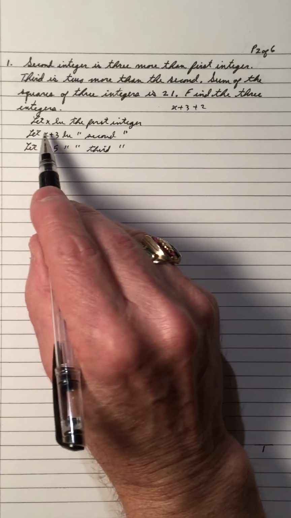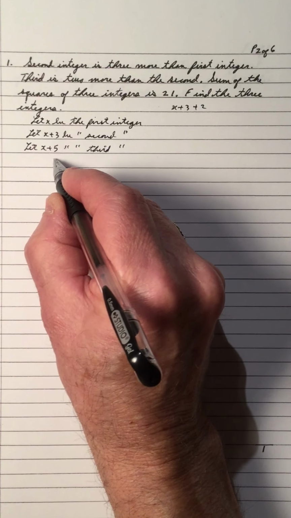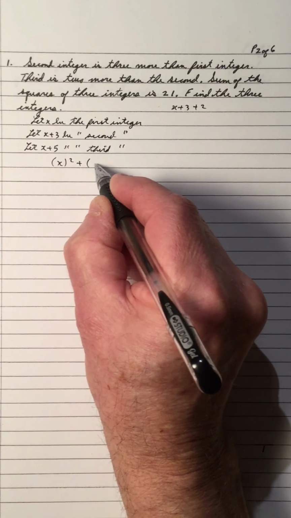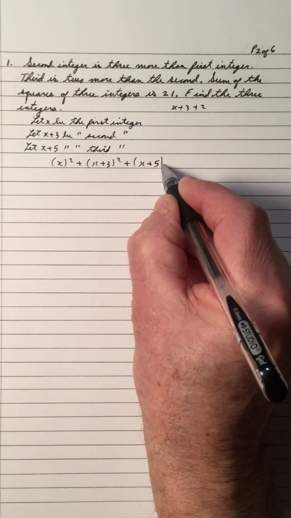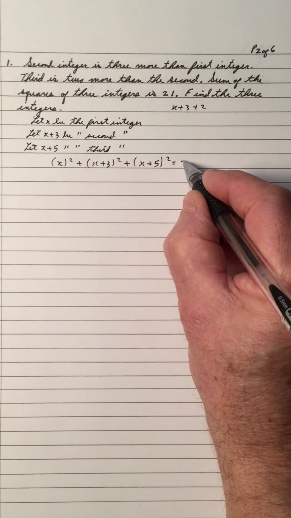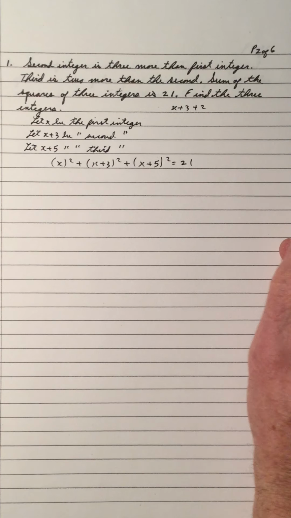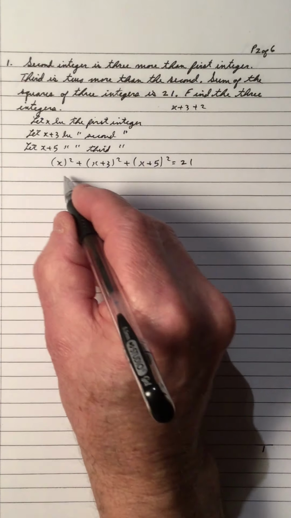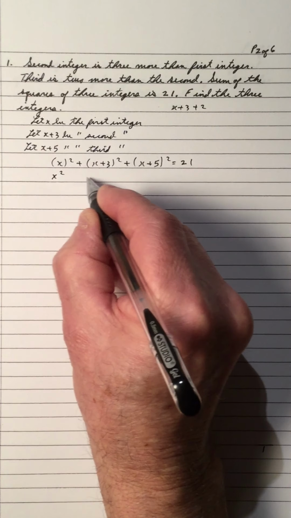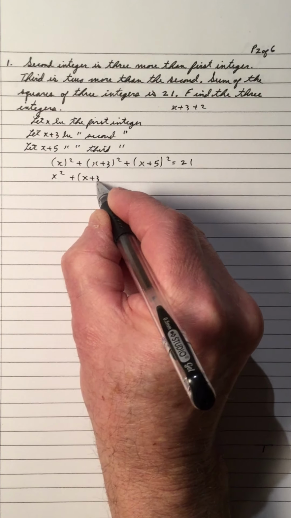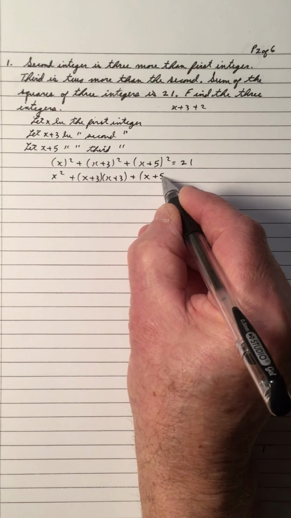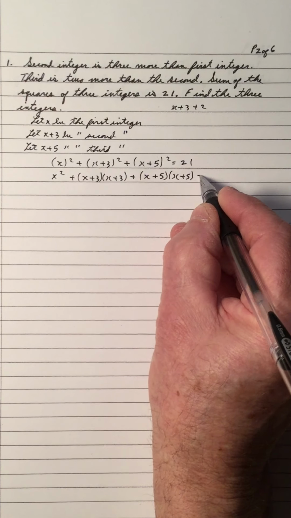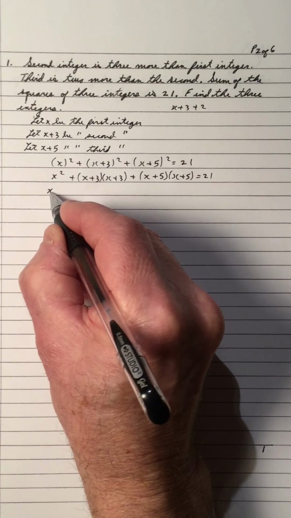So we got an x plus 3, x plus 5. And then it says, the sum of the squares of the 3 integers. So the sum of the squares is x squared, add on x plus 3 squared, add on x plus 5 squared, and the sum of the squares is 21. So let's simplify this equation and make it equal to 0. So that's x squared, x plus 3 being squared, x plus 5 being squared. So I'm multiplying it out twice so I can do the FOIL on it.